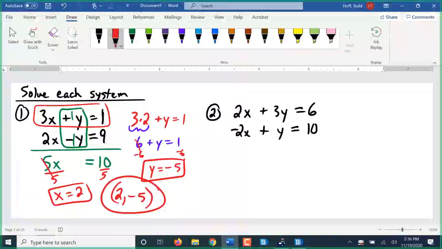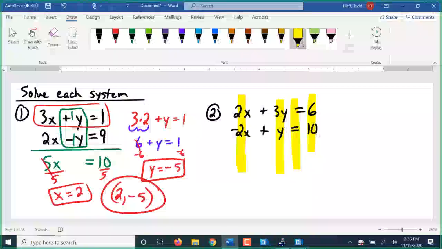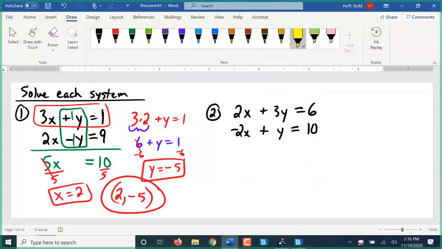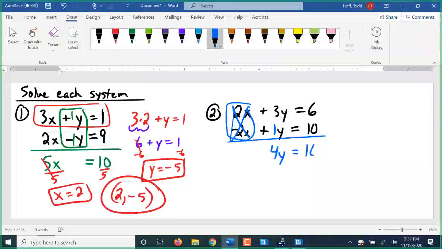Second equation. Again, we have to check to make sure we're lined up. X's, y's, equals, and constants. We are lined up. So we're going to go ahead and do the addition method. So 2x and negative 2x cancel out. Gone. Adds up to 0x. 3y plus y. Remember, we think of that as a 1y. So 3 plus 1 is 4y. Equals, on the other side, 6 plus 10 is 16. Now we'll solve that for y by dividing by 4. Get y equals 4.